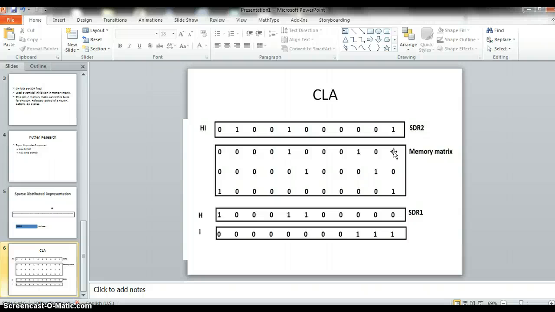And then all these on bits together contribute. They form a connection up here to form a higher level SDR matrix.